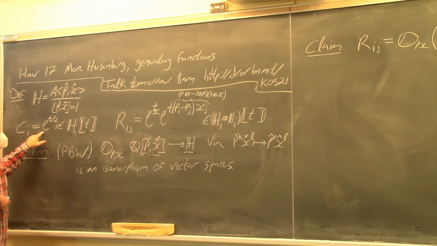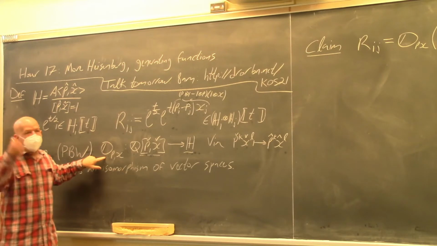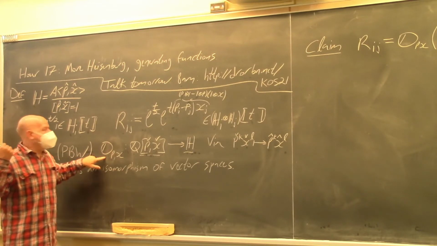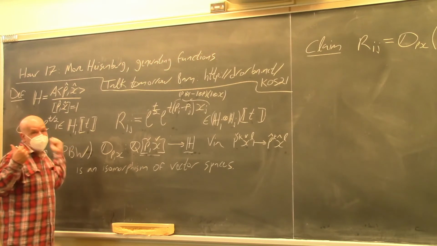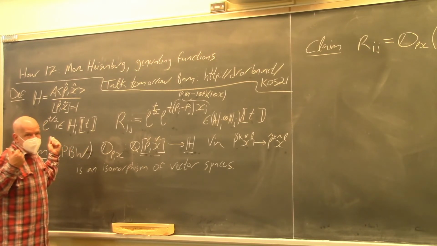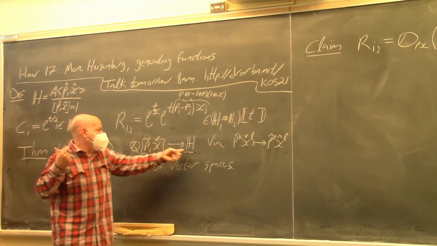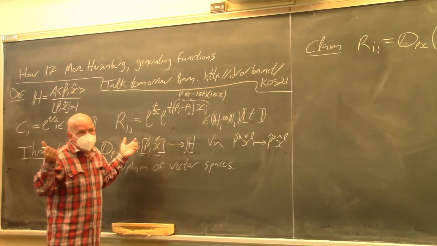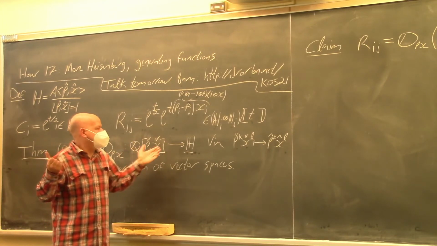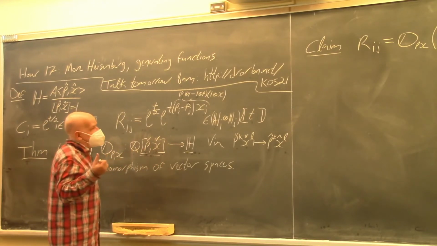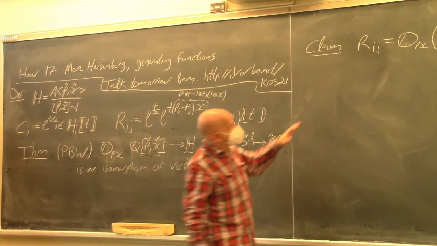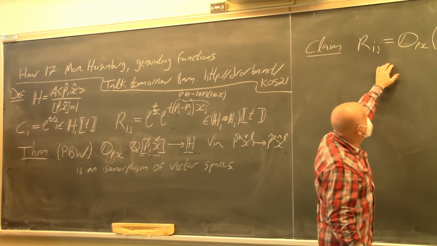What is CI if you pull it back via O? Well, CI is just a power series multiplying 1, so you're just pulling back 1. But the pullback of 1 is just 1, right? The ordering maps 1 to 1. So pulling back CI is not an issue. The only issue is how to pull Rij.